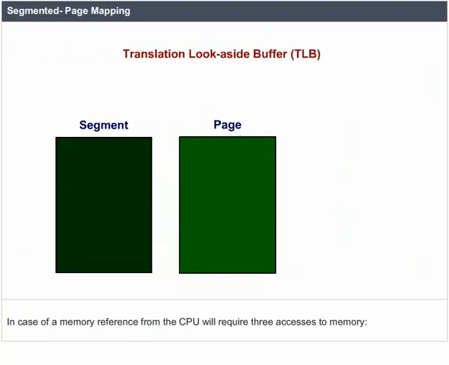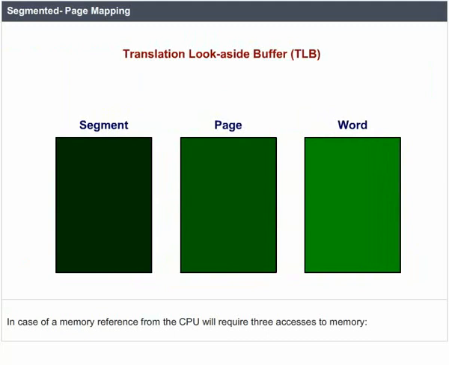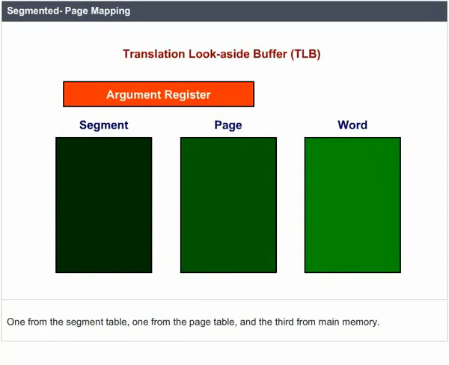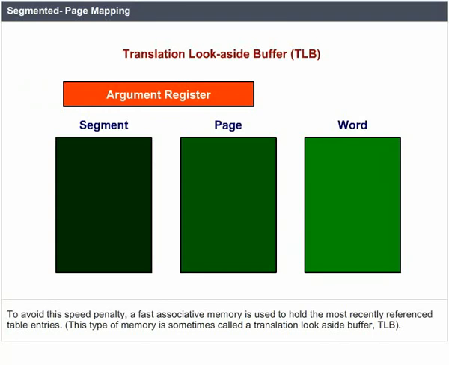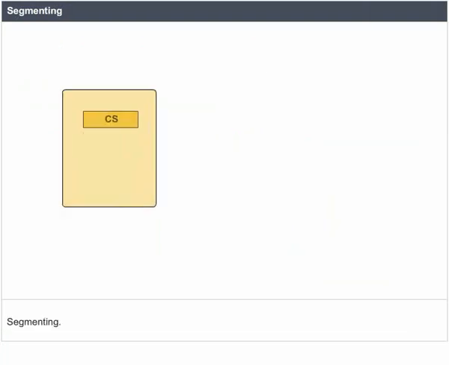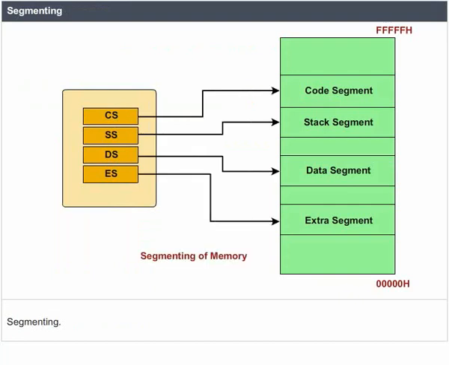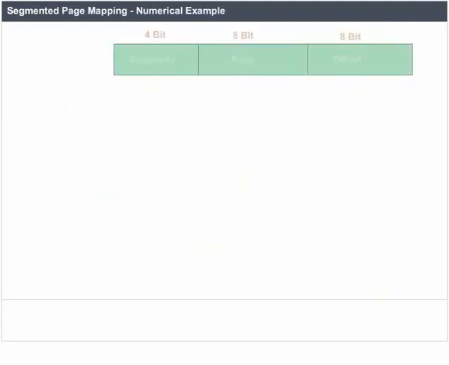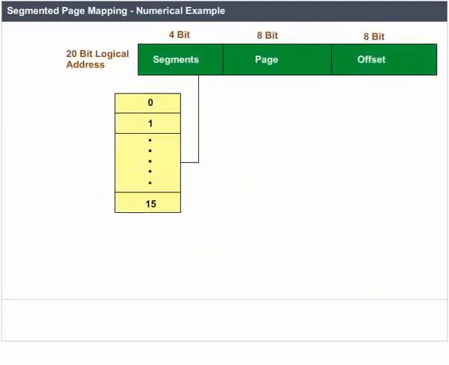Segmented page mapping. In case of a memory reference from the CPU, it will require 3 accesses to memory: one from the segment table, one from the page table, and the third from the main memory. To avoid this speed penalty, a fast associative memory is used to hold the most recently referenced table entries. This type of memory is sometimes called a translation look-aside buffer, TLB. Segmenting. Mapping in Segmented Page Memory Management Unit.